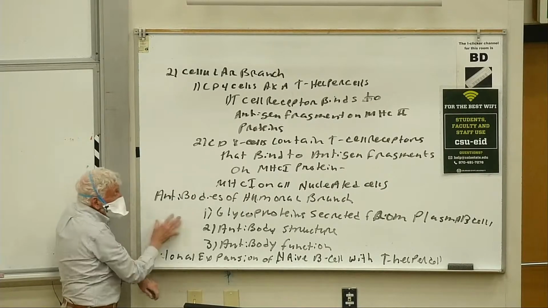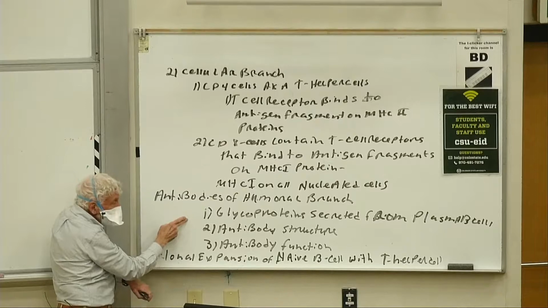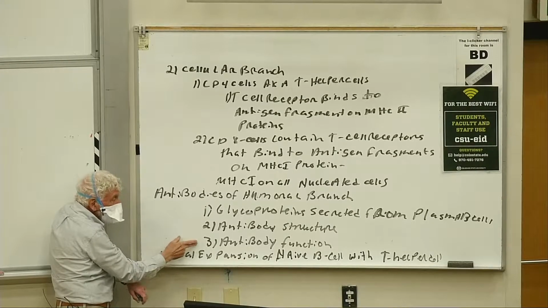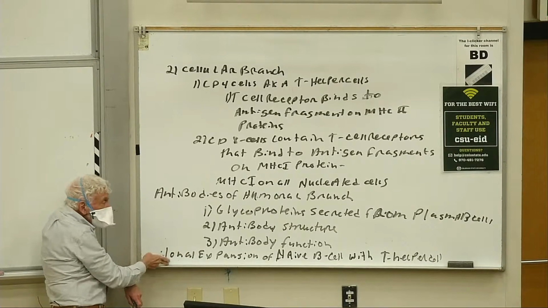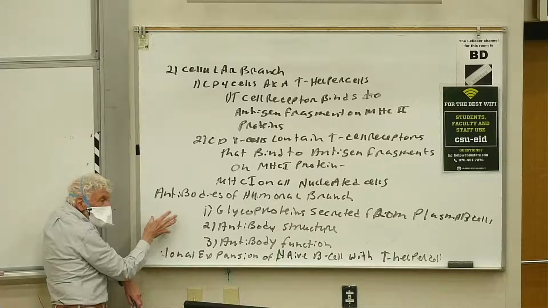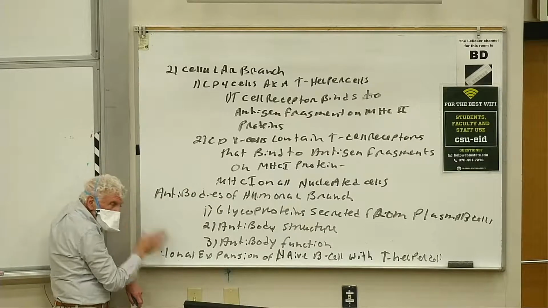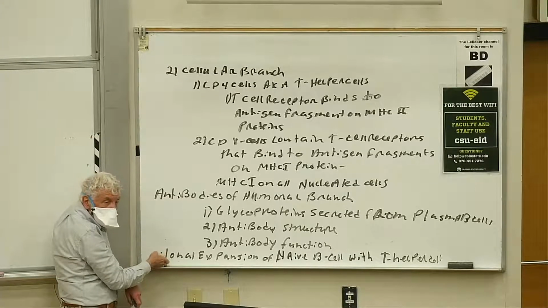When you think about antibodies in the humoral branch, again, these are glycoproteins that are secreted. We're going to talk about the antibody structure. We're going to talk about how the antibody works. We're going to talk about how the antibody binds to antigen. And then we're going to talk about how these B lymphocytes in the humoral branch originate. Where do they come from, and how are they selected? And that's going to be something called clonal selection.